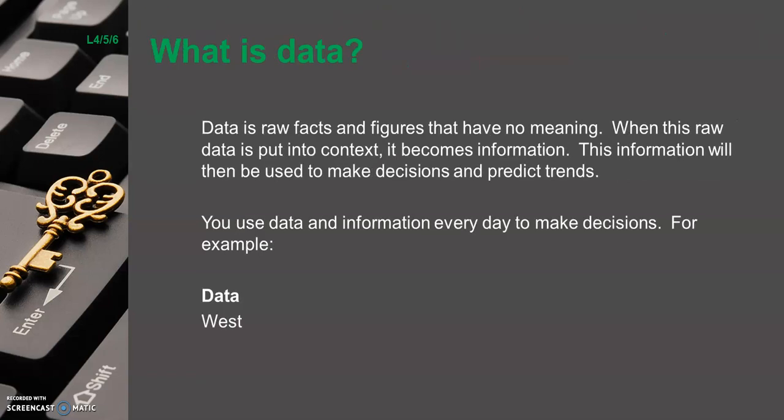So what is data? Data is raw facts and figures that have no meaning. When this raw data is put into context and given meaning, it becomes information. And this information will then be used to make decisions and predict trends. You use data and information every day to make decisions. For example, here's a piece of data, West. The information is that that's the surname of your chemistry teacher. And that could help you make a decision about how well you're going to do the work in chemistry.